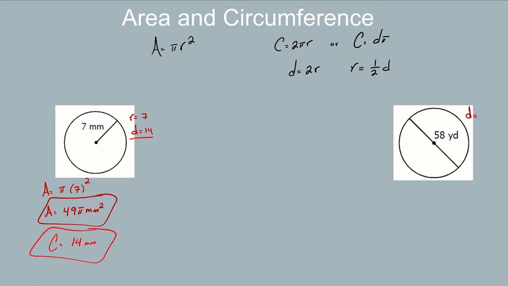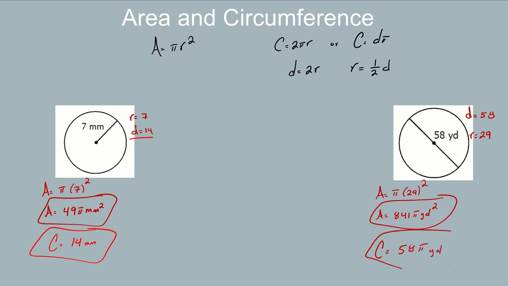So the diameter here is 58, which means half of that is going to be my radius, so half of that is 29. And so once again, I simply got to substitute it in. So area would be pi times my radius squared, and 29 squared is 841 pi yards squared. For the circumference, since I'm given the diameter, I'm going to use that. So 58 pi yards.